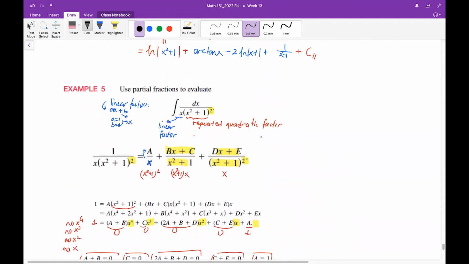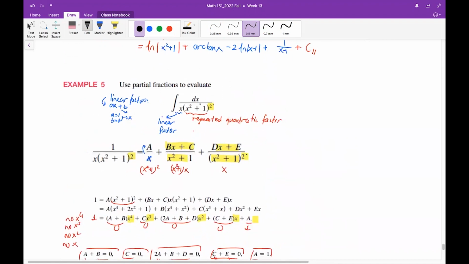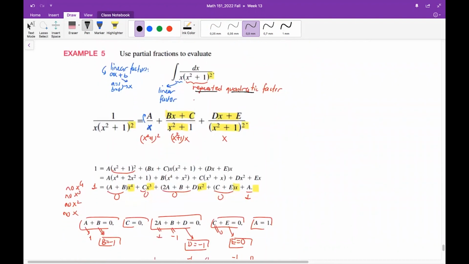In the last question, we handled the case where we have repeated quadratic factors, so that you write this structure over and over again till you reach the exact power, and you obey the rule about what to write in the numerator, like bx plus c, dx plus e. That's it.